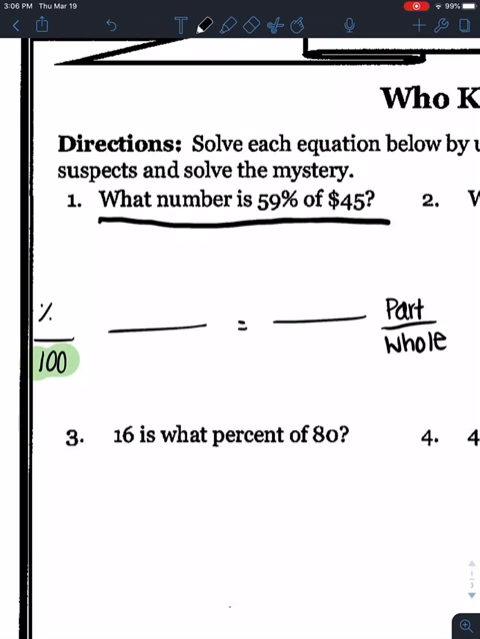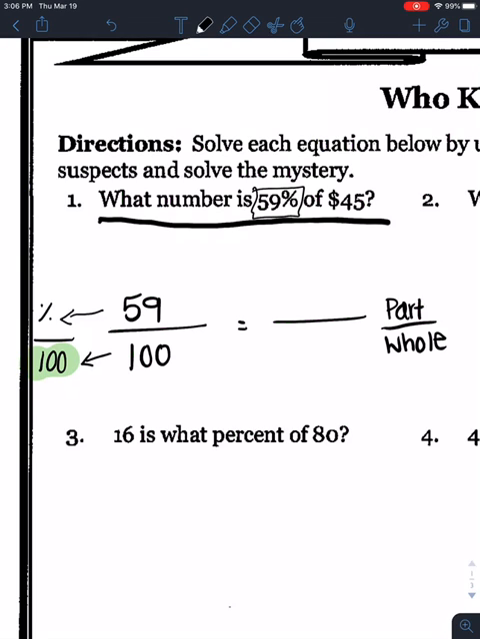So when I look at this here, I see that yes, we do know our percent. So I'm going to put 59 on the top because in the problem we're trying to figure out what 59% of $45 is. So 59 is the percent, so that's going to go on top, and I'm going to put it over 100 because that is our golden number.